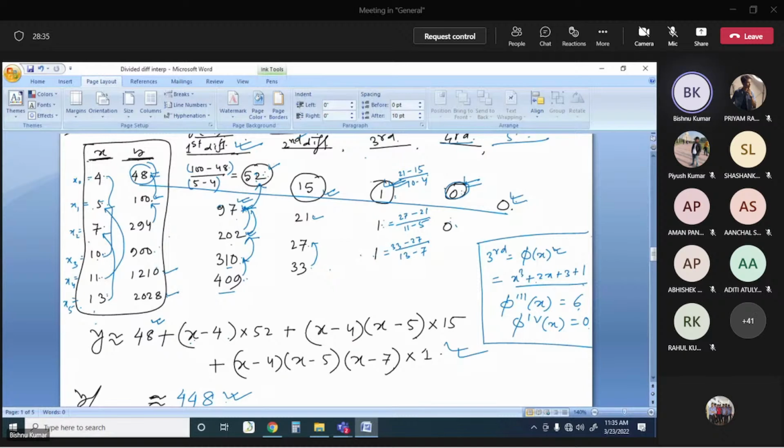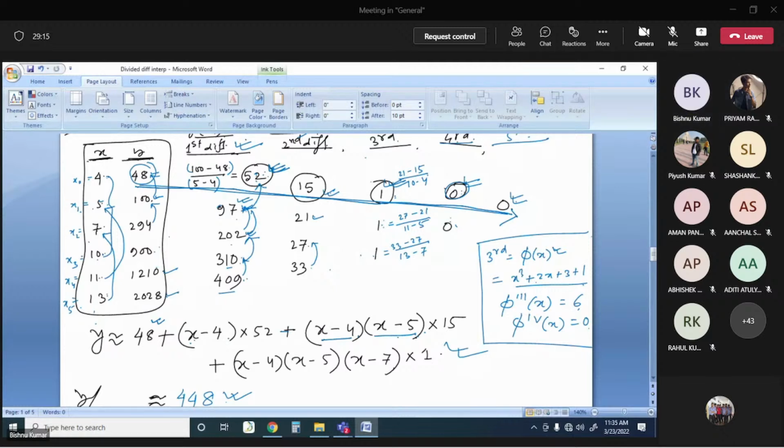Then the next term: x minus x0 and x minus x1. x0 is 4, x1 is 5. So x minus 4, x minus 5 into the next upper diagonal element, which is 15 here. Then x minus x0, x minus x1, x minus 7, where 7 means x2. Step by step, you have to multiply all these linear factors with the associated upper diagonal elements, and the next upper diagonal element is 1.